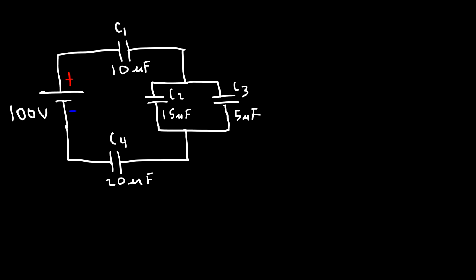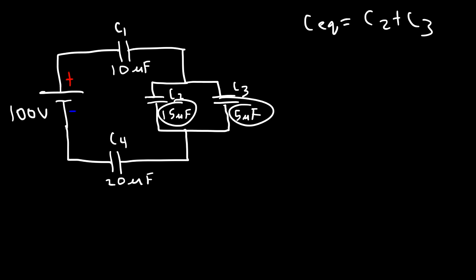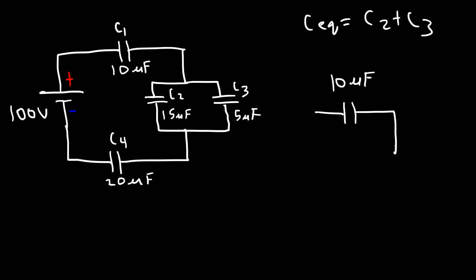Now whenever you have two capacitors in parallel with each other, the total capacitance, or the equivalent capacitance, is simply the sum of those two capacitors. So it's going to be C2 plus C3 just for this network. So we can replace that with a 20 microfarad capacitor. So now we have this circuit. We have a 10 microfarad capacitor in series with a 20, which is in series with another 20.